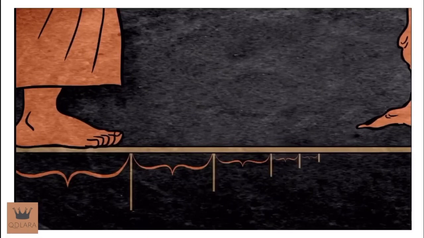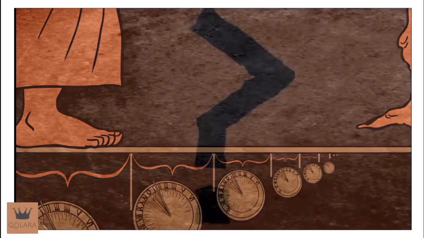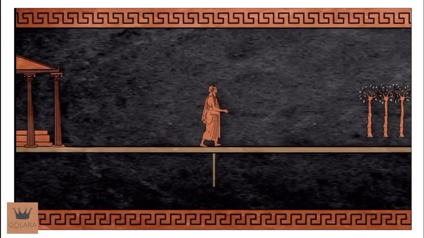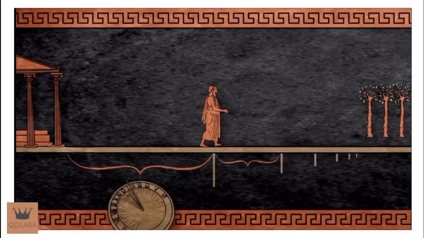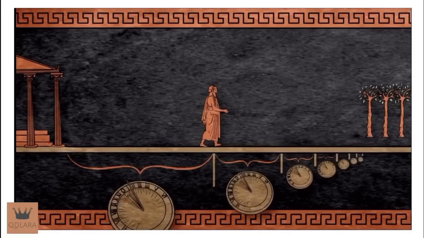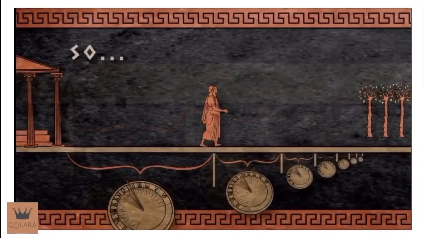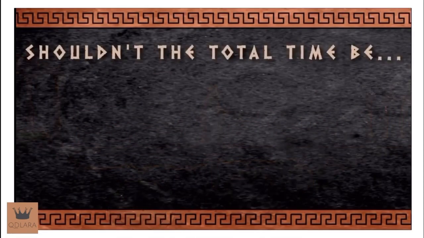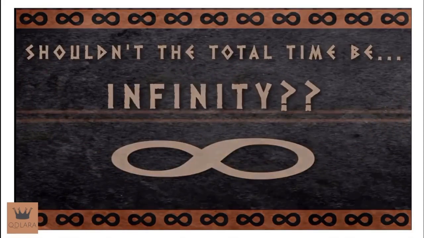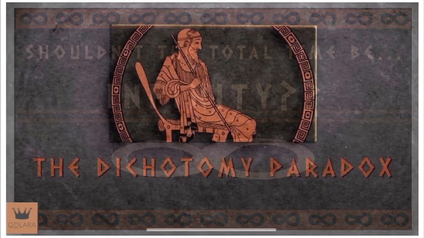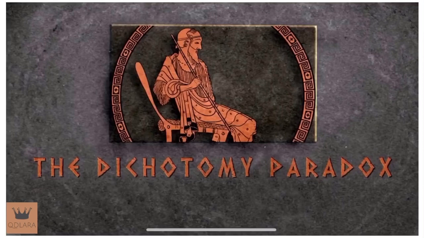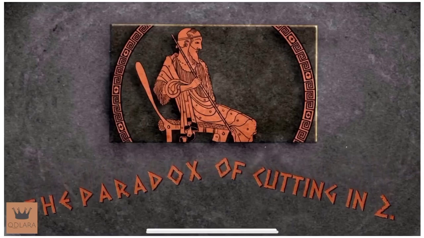You can see that we could keep going like this forever, dividing whatever distance is left into smaller and smaller pieces, each of which takes some finite time to traverse. So how long would it take you to reach the mini forest? The problem is there are infinitely many of these finite-sized pieces, so shouldn't the time be infinity? This is the dichotomy paradox of Zeno of Elea, or the paradox of cutting in two.